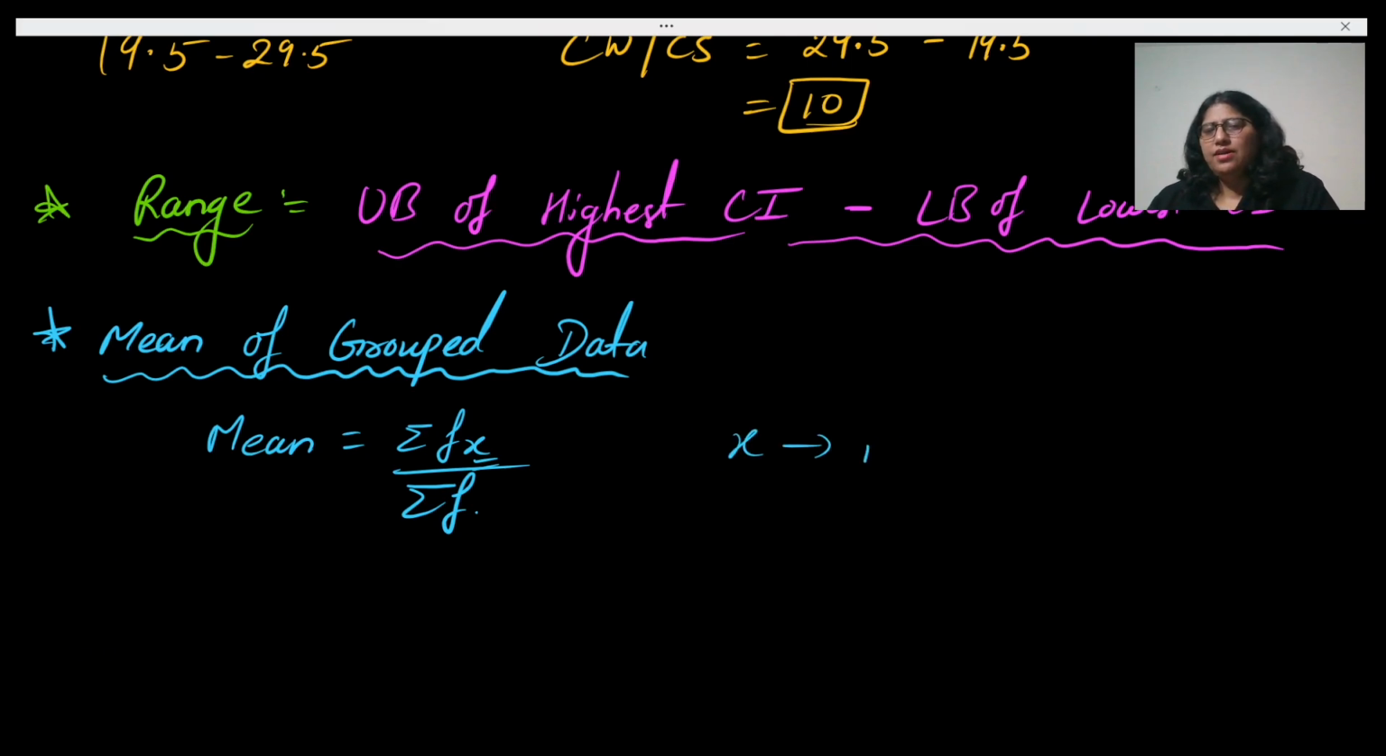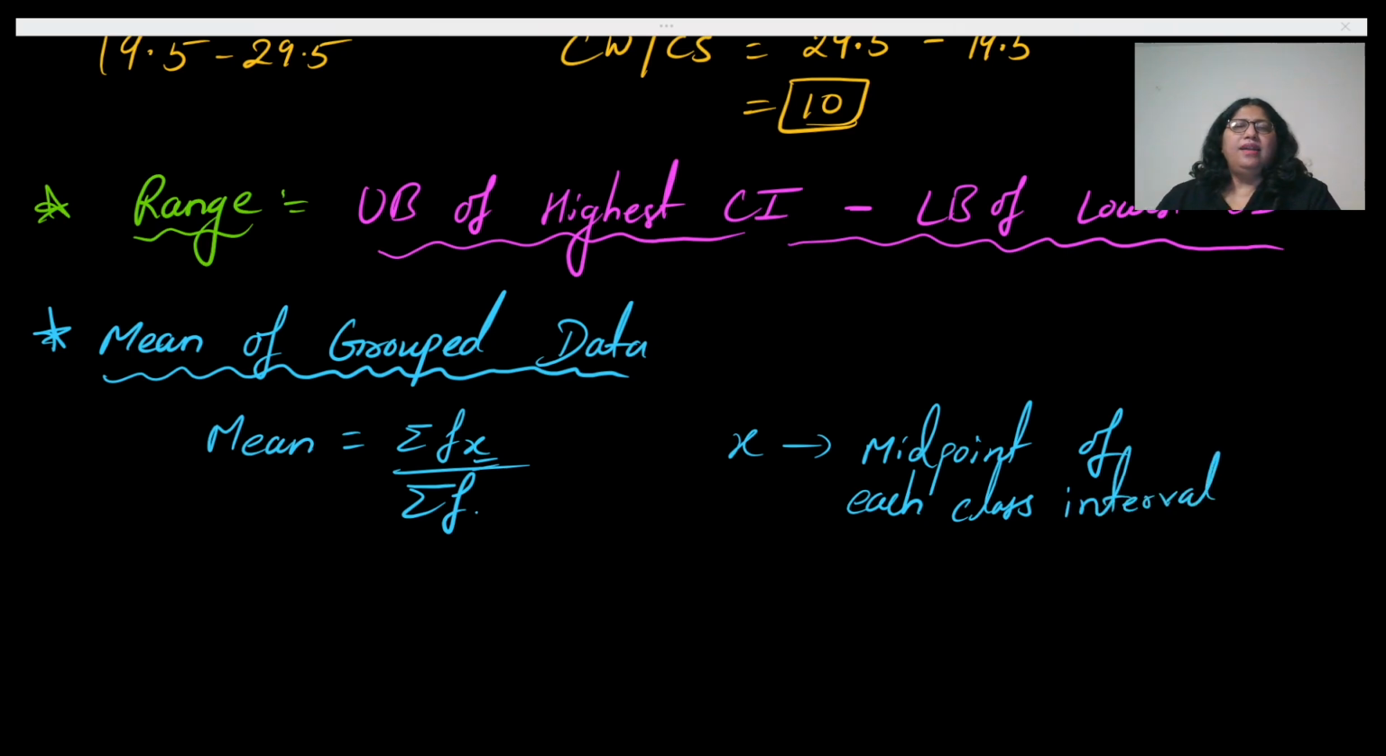x is nothing but the midpoint of each class interval, right? And I have written sigma here. That means if you don't want to use this formula, you can take it as the sum of. Because sigma, or summation, means, if you are writing in words, the sum of, and in the bracket you need to take the mid interval value.